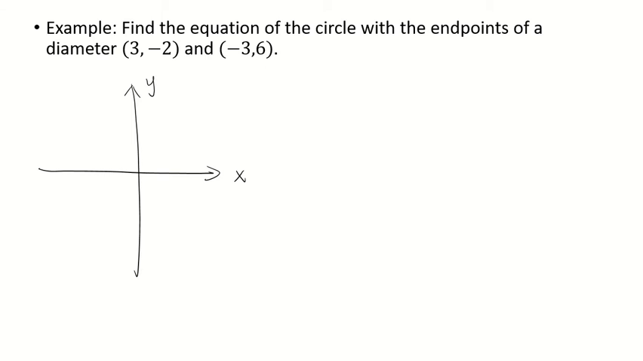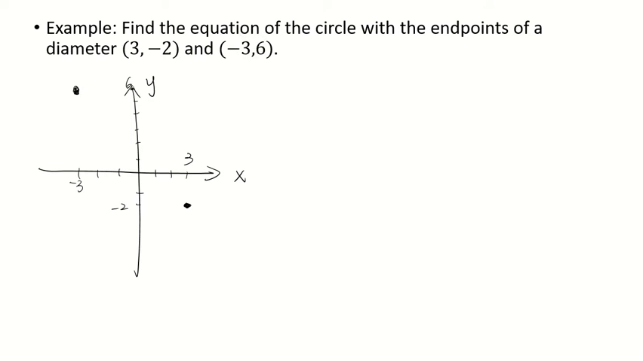So in a coordinate plane, we have a circle, but we know nothing about the circle but the endpoints of a diameter, which is (3, -2). One point is here, the other endpoint is (-3, 6). So it's here.